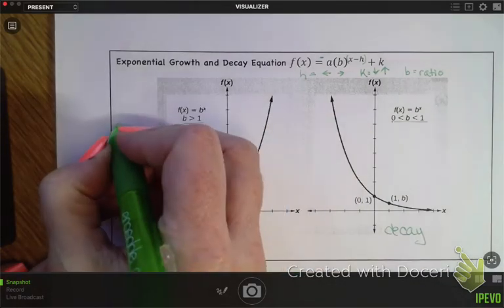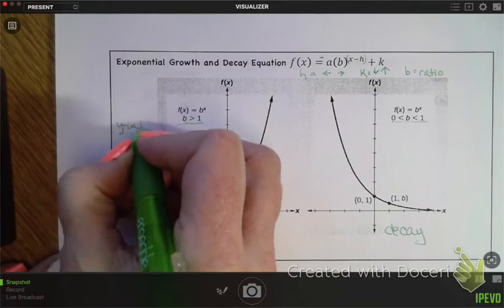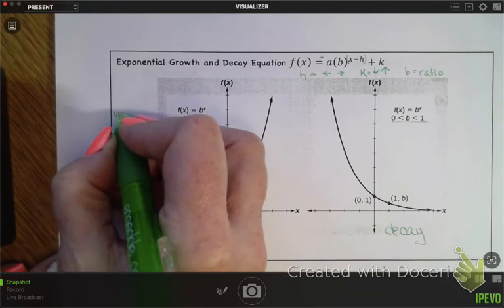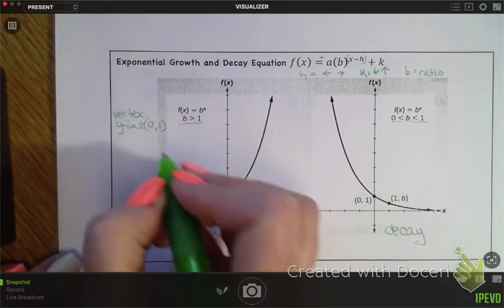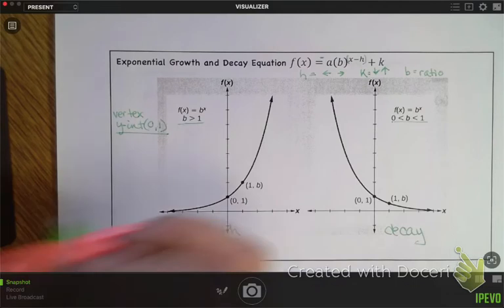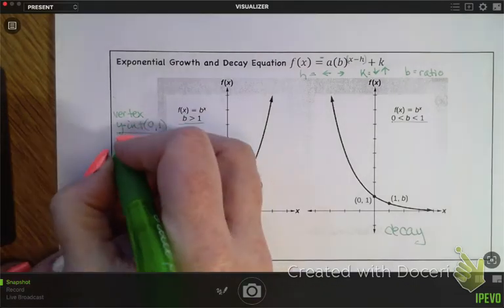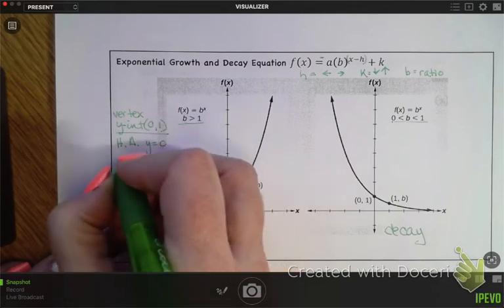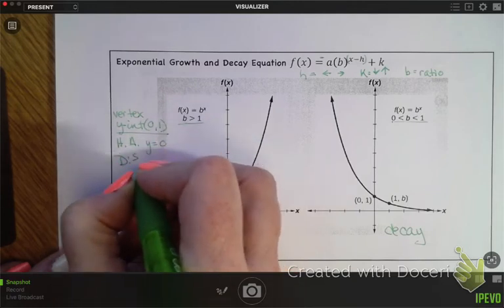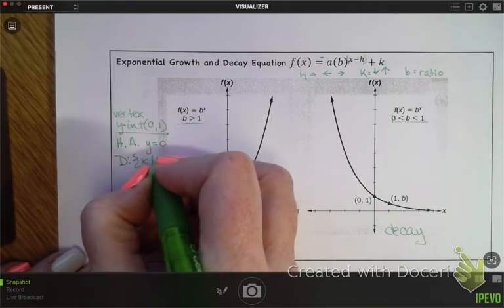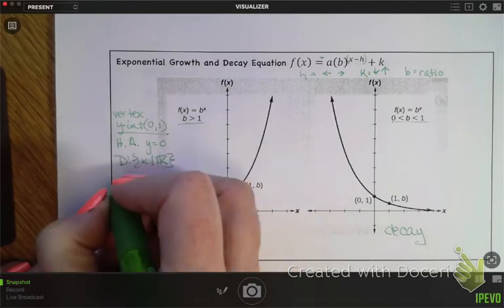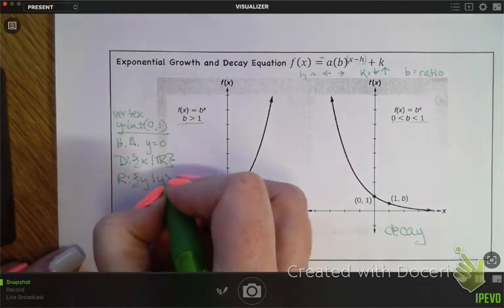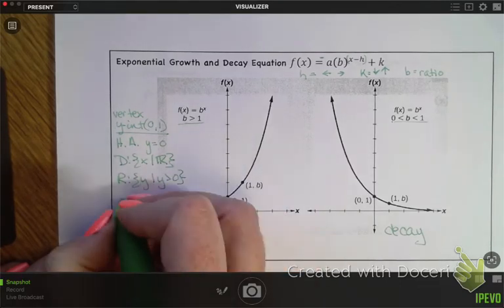So my y-intercept is (0, 1), and that is our vertex, per se. That is what we're going to be moving left, right, up, and down. That's our anchor point. Our horizontal asymptote is y equals 0. Our domain is all real numbers. Our range is y is greater than 0. And we are increasing.